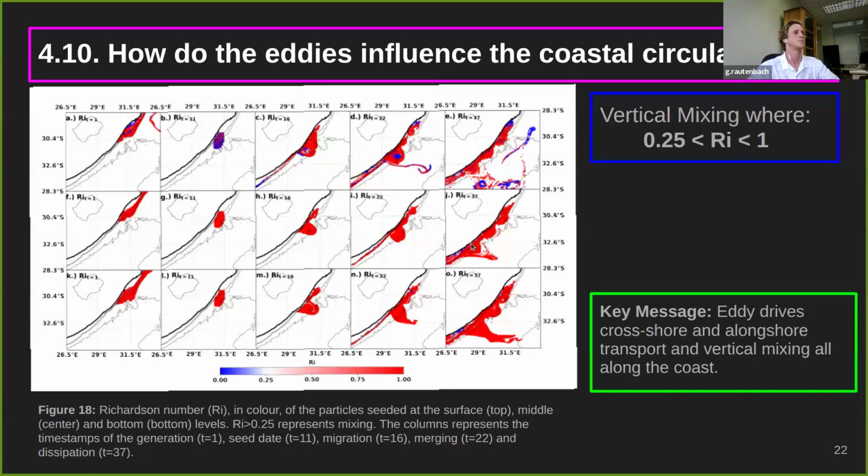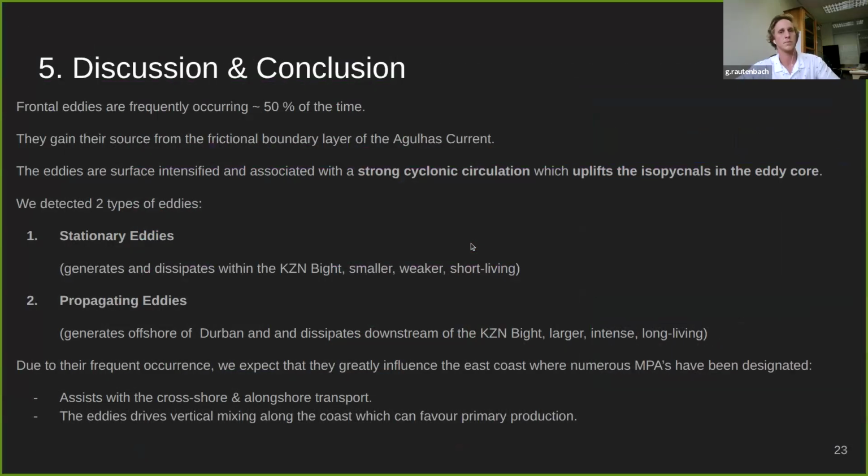And then just to conclude here, we'll discuss. So I think it's quite clear that the eddies were detected quite frequently, that they are frequently occurring. But they gain their source from the frictional boundary layer of the Agulhas current, as we saw with the potential vorticity, or the inshore frictional boundary layer. And then the eddies are surface intensified, and they are associated with quite a strong cyclonic circulation, which uplifts the isopycnals in the core of the eddy.